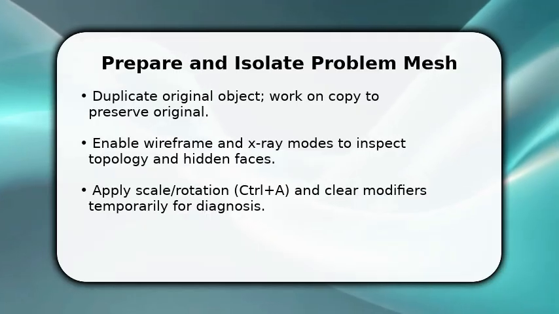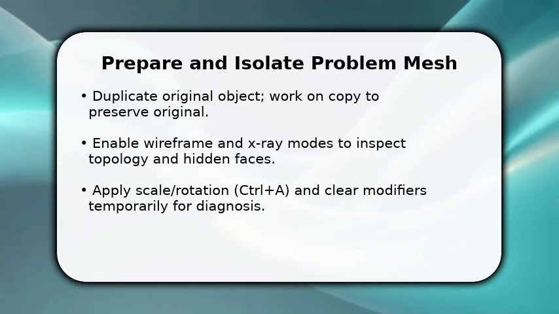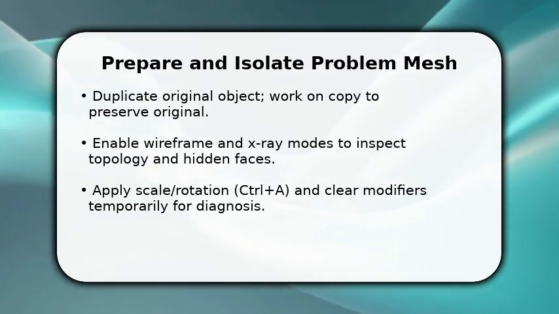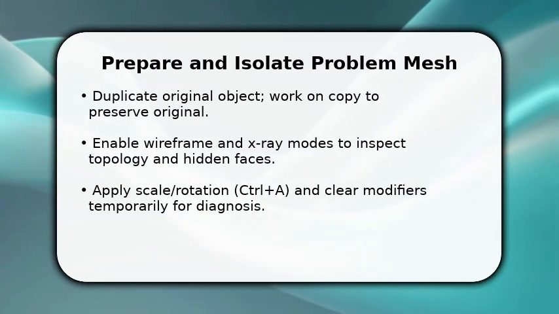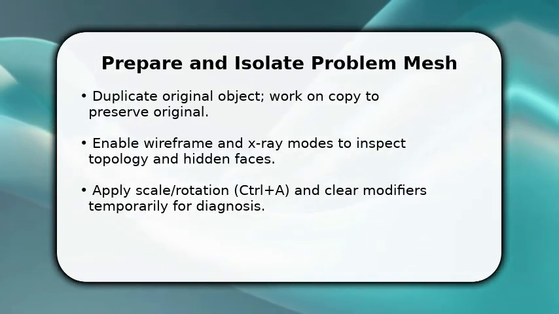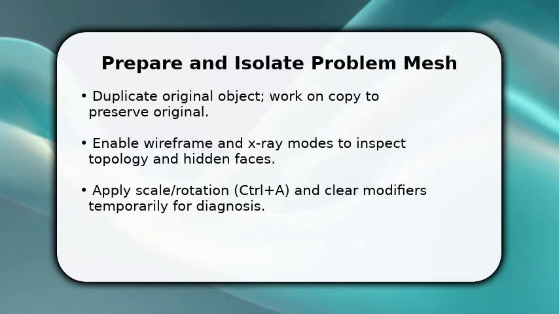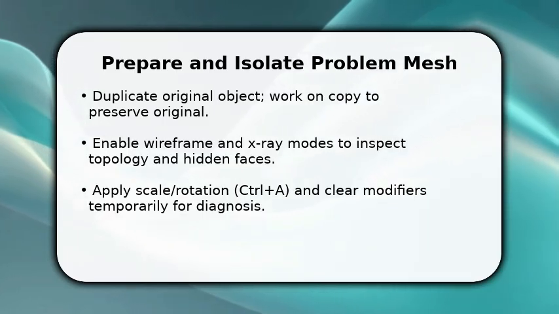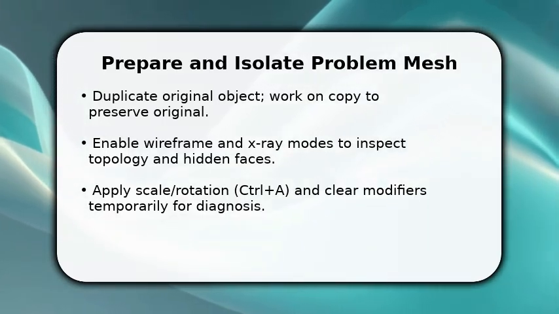You start by isolating the mesh so you can fix issues without breaking the original. Duplicate the object and enter edit mode. This protects your work. Once done, enable wireframe and X-ray to spot non-manifold edges, interior faces, and overlapping vertices.